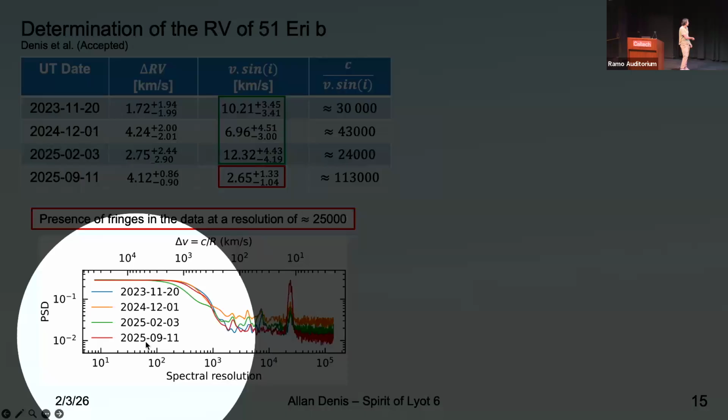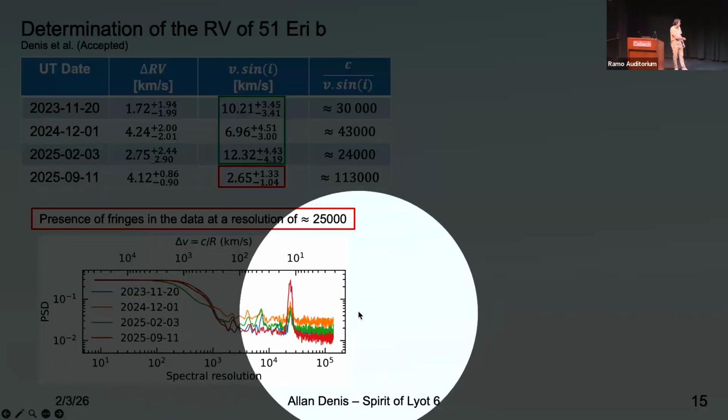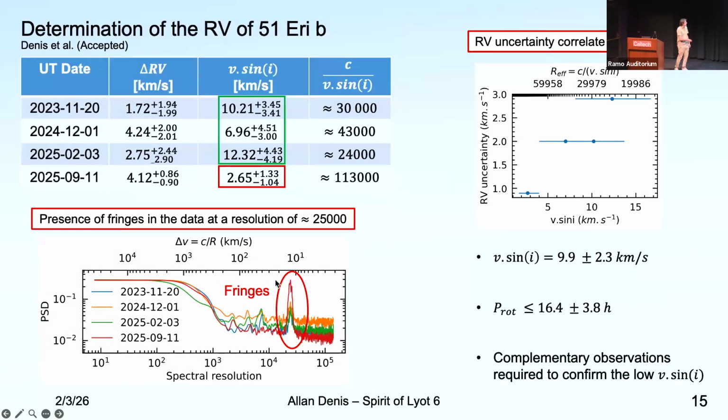If you put the power spectral density as a function of the resolution, we have a really big peak at a resolving power of around 25,000. If you are interested to talk more about why the fringes affect the vsini measurement, I will be happy to discuss it more in detail with you.